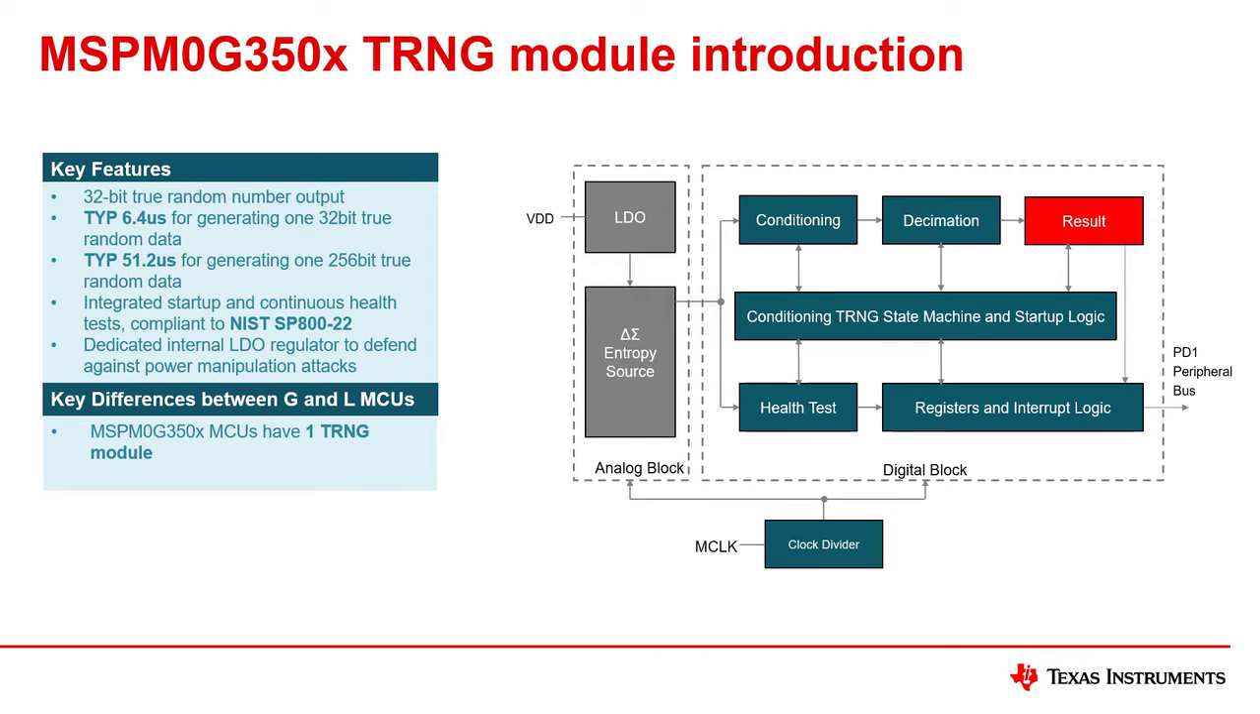Random number generation is critical in device security. The MSP M0G uses a hardware entropy source to generate random numbers for use in key generation, key exchange, digital signatures, encryption, and more. The TRNG module in the MSP M0 product line conforms to the NIST 800-22 standard.